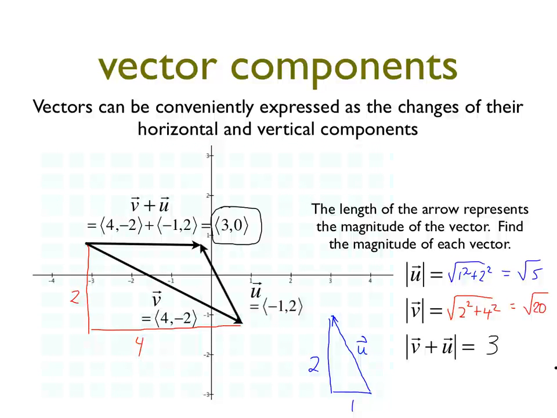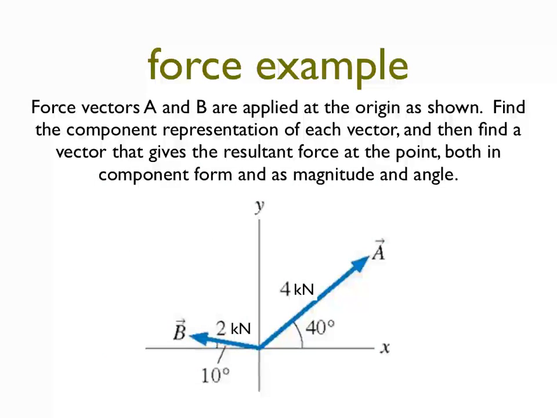Okay, so that's the nuts and bolts, so we can start solving some problems now. Any questions on that? So let's do this problem here. Force example. Force vectors A and B are applied at the origin, as shown. Find the component representations of each vector. That's problem 1. So number 1, you're going to find the component representation of each vector. And then 2, we're going to find a vector that gives the total resultant force at the point.